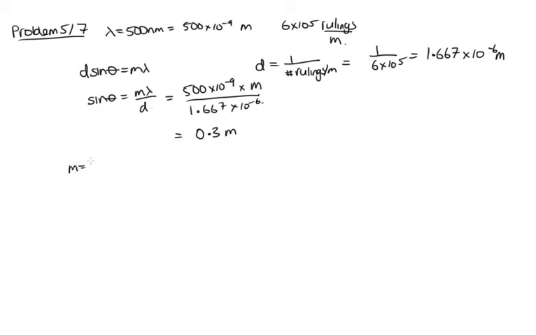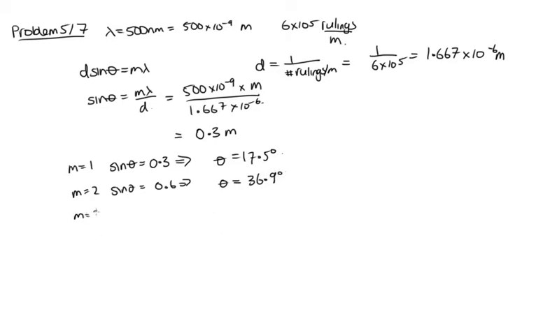Okay, so if m equals 1, then sine theta is equal to 0.3, and solving that on the calculator, theta is equal to 17.5 degrees. If m equals 2, sine theta is equal to 0.6. Solving that, theta is equal to 36.9 degrees. If m equals 3, sine theta is equal to 0.9. Solving this on the calculator, theta is equal to 64.2 degrees.